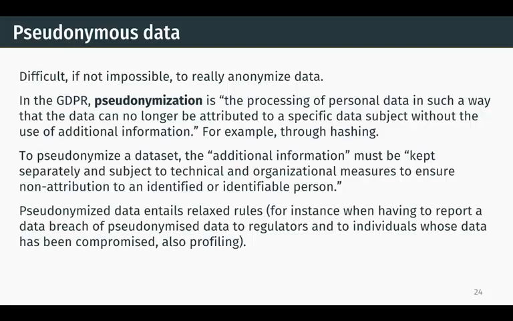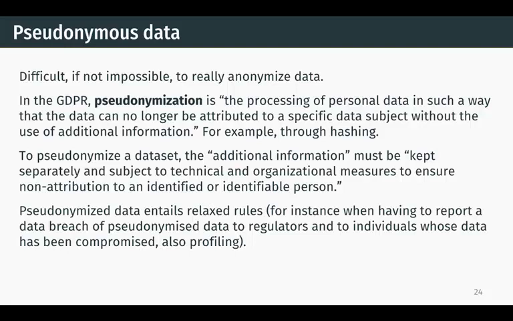So in the GDPR, you have this concept of pseudonymization, where the processing of personal data is done in such a way that the data can no longer be attributed to a specific data subject without the use of additional information. I think the important bit is "without the use of additional information." So it's not necessarily completely anonymized, but some effort has been put into making it pseudo-anonymized. For instance, if you're using a hashing algorithm, an algorithm that takes in some kind of input, say personal data, and spits out a number, and this algorithm is not easily reverse engineered, then you would be in a context of pseudonymization.